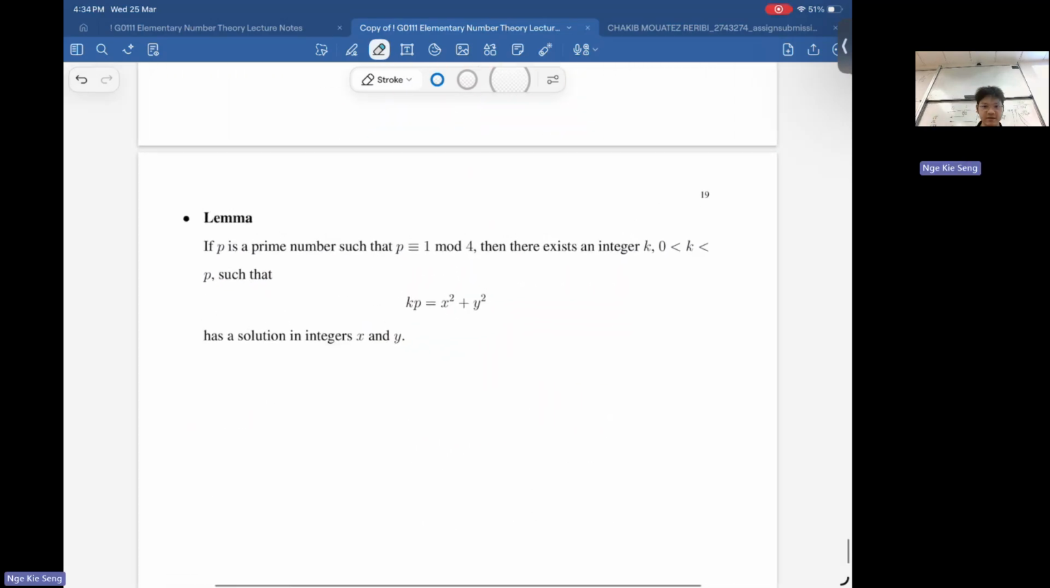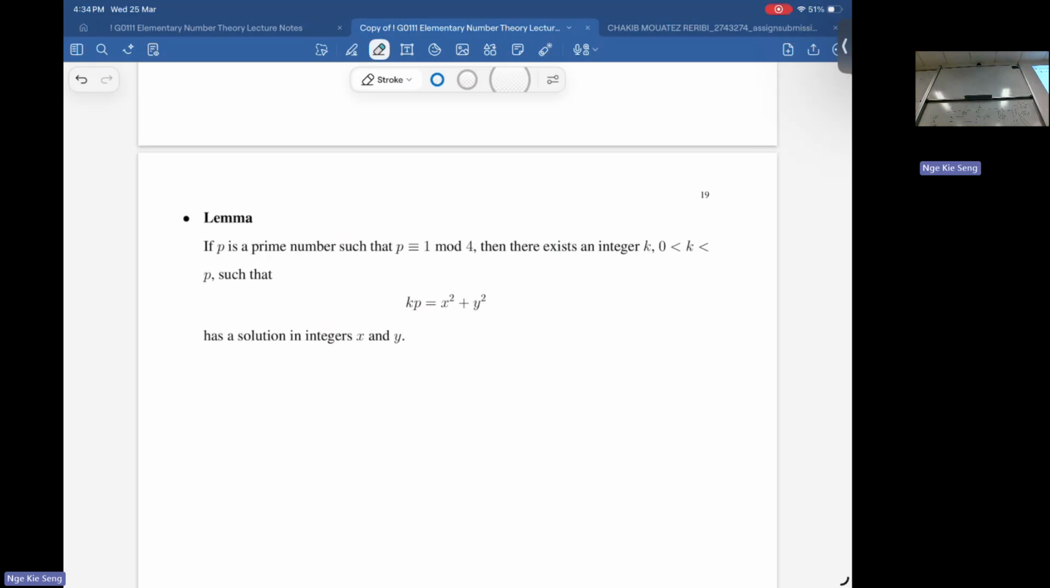Okay. Next, why are we talking about this lemma? This lemma will be used to prove the theorem later. But let's see what the content of this lemma is. If P is a prime such that P is congruent to 1 mod 4, then there exists an integer K between 0 and P such that K times P equals x squared plus y squared. This lemma is very special. If you are a prime, what are the possibilities mod 4? Either 1 or 3.